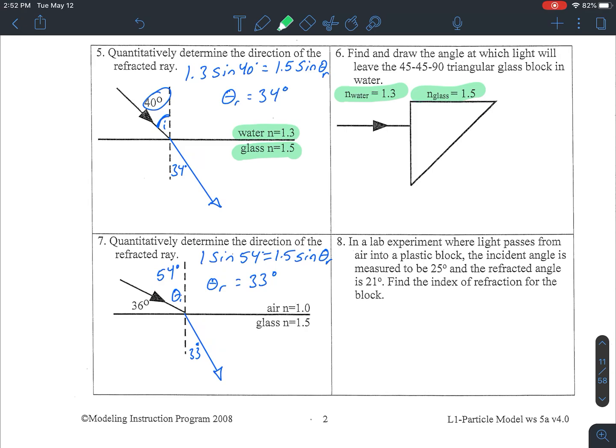So good question. Would it bend? No, it would not bend. The light is only going to bend or refract when it approaches a boundary at an angle. So even though these are 2 different densities, and the light is going to slow down, it's still going to go straight through.